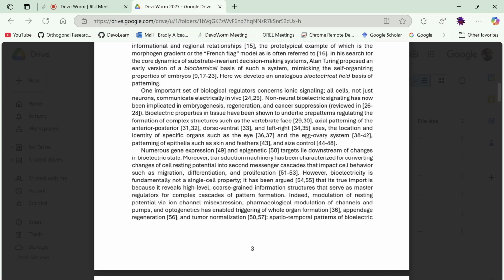So one important set of biological regulators concerns ionic signaling. All cells, not just neurons, communicate electrically in vivo. So this is where you have this literature on ionic signaling and how that can play a role in patterning. Bioelectric properties in tissue have been shown to underlie prepatterns regulating the formation of complex structures such as the vertebrate face, axial patterning of the anterior-posterior, dorsal-ventral, and left-right axes. So it's front to back, side to side, and top to bottom in an organism like C. elegans or in an organism like a lizard, where those are the orientations of the spatial axes, the location and identity of specific organs such as the eye, and the egg ovary system, patterning of epithelia such as skin and feathers, and size control.